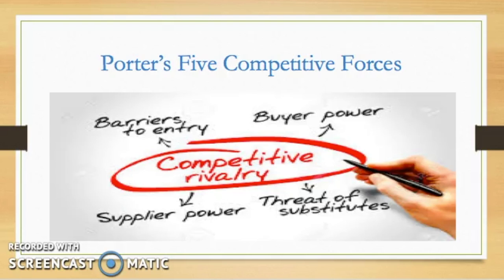I want to introduce the Porter's 5 competitive forces and how those forces are related to health literacy issues. I want to mention some of the competitive forces and add some characteristics of each of them. Let's start with threat of new entry.